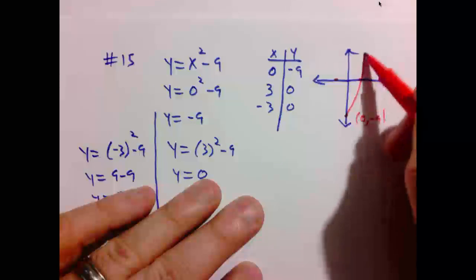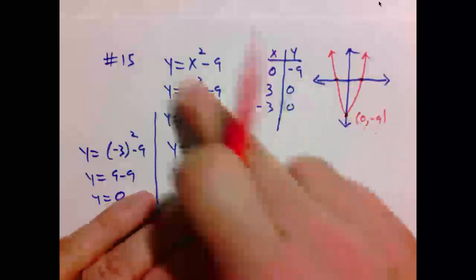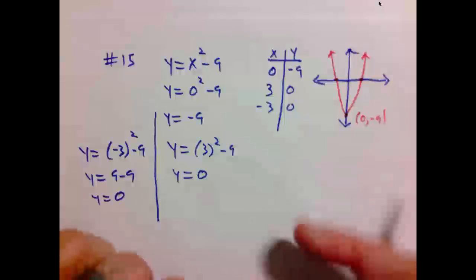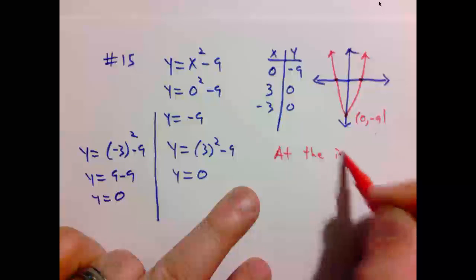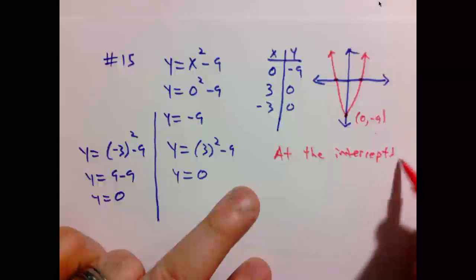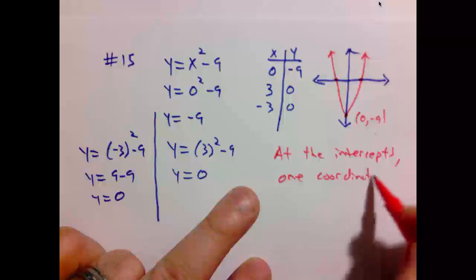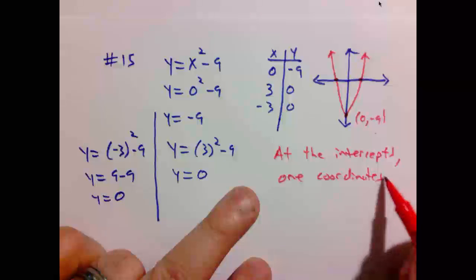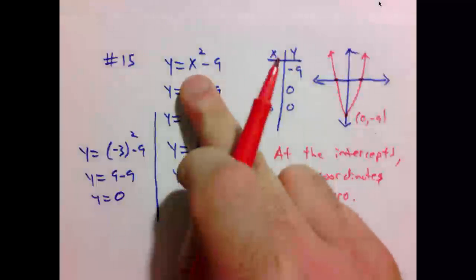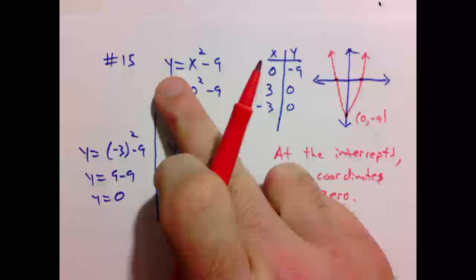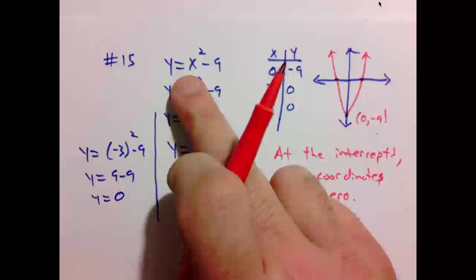Alright, and this would be the parabola for y equals x squared minus 9. So, in summary, remember, at the intercepts, one of the coordinates is 0. Thus, we can take 0 and substitute for x and find the y-intercept, or substitute 0 for y and find the x-intercept.